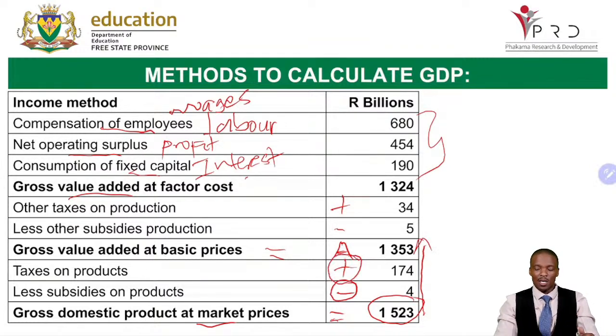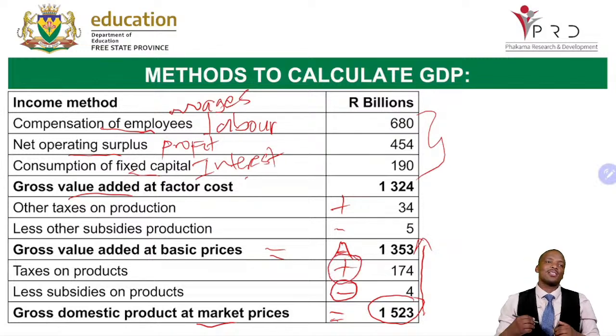Any value here can be placed as a question mark. Just know to say when I'm going down, I'll add the taxes and then I'll subtract the subsidies. But going back, I will add the subsidies and minus the taxes.